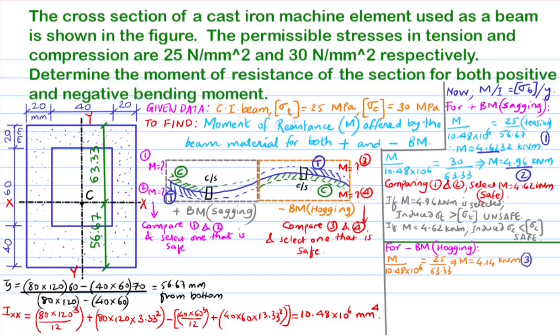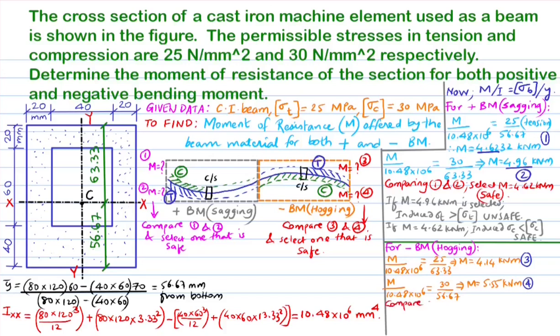Now we again consider the same negative bending moment applied on the beam, causing hogging bending deformation, but for the layers below the centroidal or neutral axis. For the bottommost layer with maximum compressive stress induced, we have M over I equals sigma c over yc, that is M over 10.48 times 10 to the power of 6 equals 30 over 56.67. This gives the value of moment of resistance as 5.55 kilonewton meter, rounded off to two decimal places. Let's denote this value as 4 for reference.